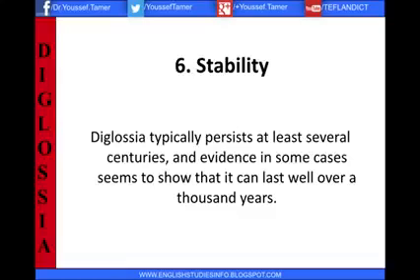So, it is a stable language situation. Diglossia typically persists at least several centuries, and evidence in some cases seems to show that it can last well over 1,000 years. Okay? It doesn't change. It changes a little bit, but not in the sense that it disappears. It develops into new versions. As I told you, now in Morocco, some sociolinguists talk about triglossia. They no longer talk just about two varieties. They talk about three varieties, and those three varieties form a kind of triglossia.